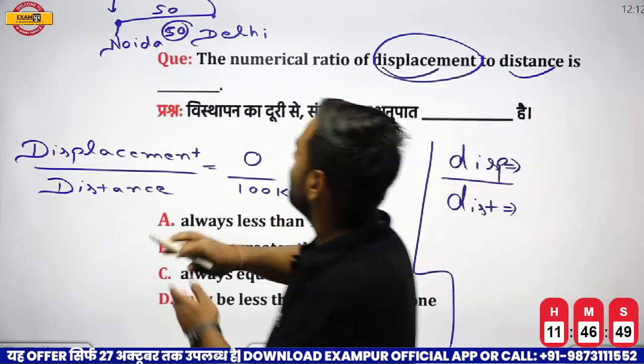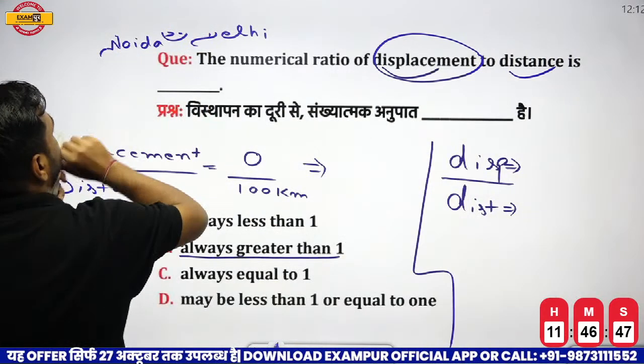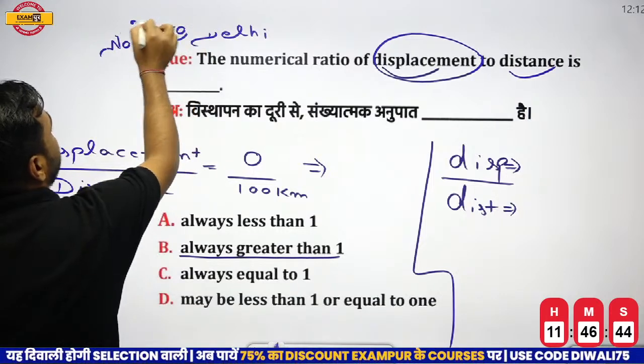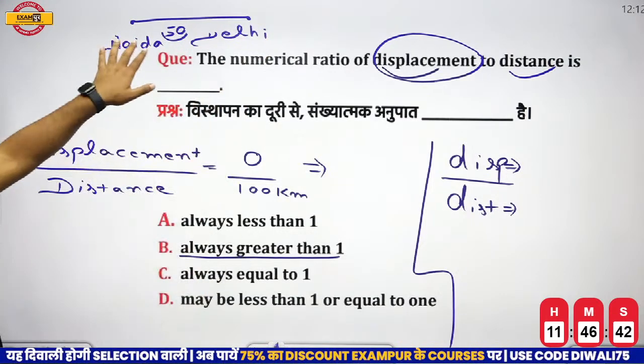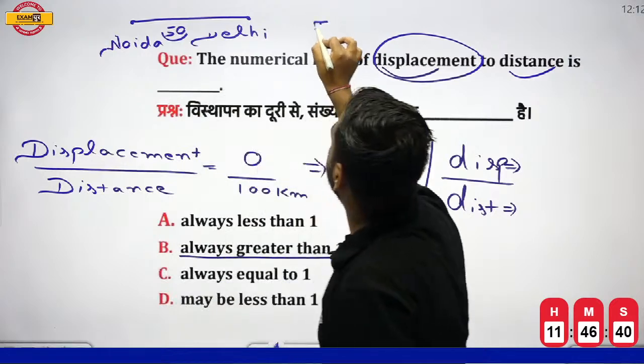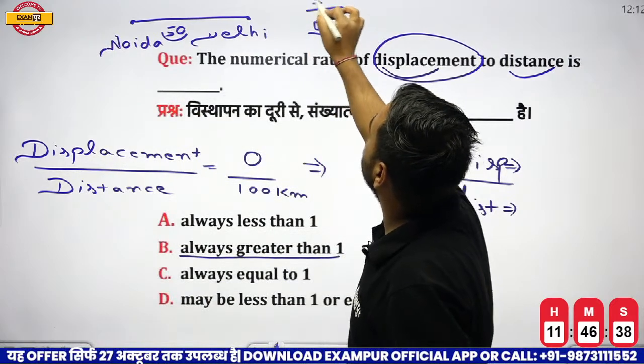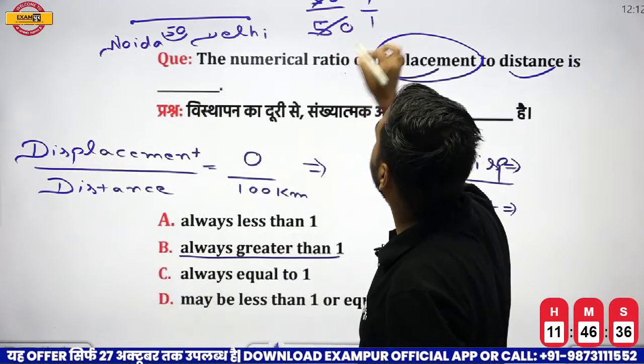Now, let us assume another condition. Next condition is, I went from Noida to Delhi and I stopped in Delhi. Now, what is the distance? In this condition, distance is also 50 and displacement is also 50. That is, the ratio is 1:1.